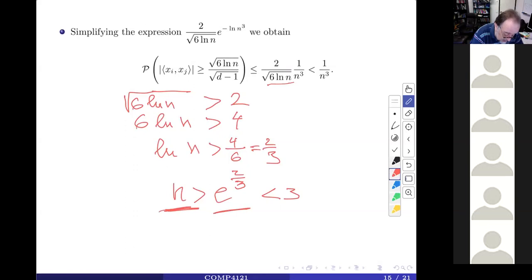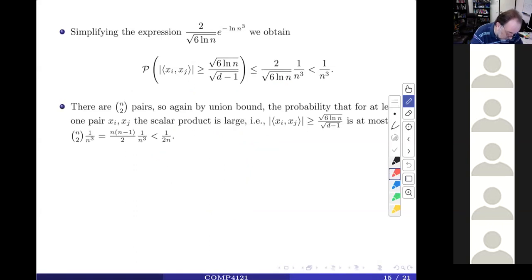And now how many pairs of vectors do you have? You have n choose 2, right? So for each pair, you know that the probability is smaller than 1 over n cubed. So the total probability that at least one pair of vectors will be such that one is outside of the orthogonal slab to the first vector will be smaller than n times n minus 1 divided by 2, which is n choose 2.